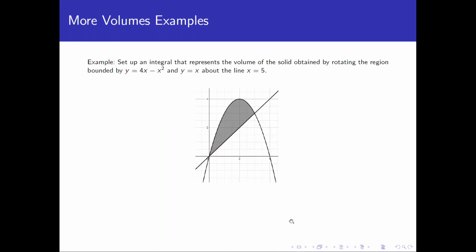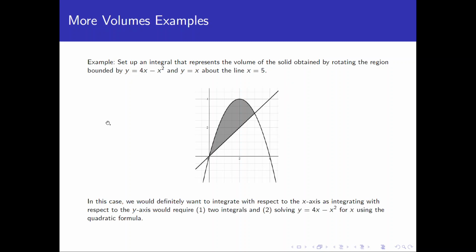Right. Let's look at this one. Similar problem except I changed the bottom bounding curve to y equals x instead of y equals 3. I'm going to rotate this one about x equals 5, so that would be over here. Again, I want to integrate this with respect to x really badly. One, I already mentioned in the previous one. Solving this for x is not going to be a fun thing to do, right? I have to use a quadratic formula to do that.